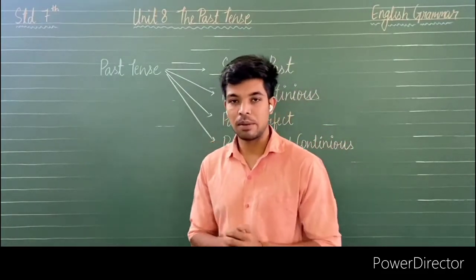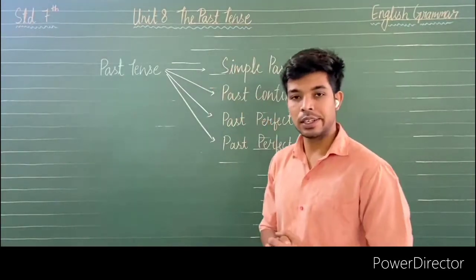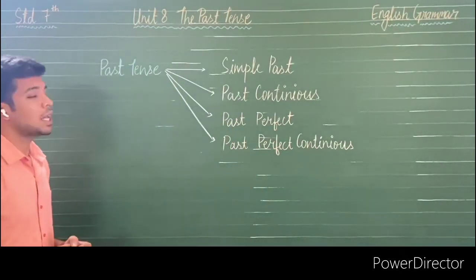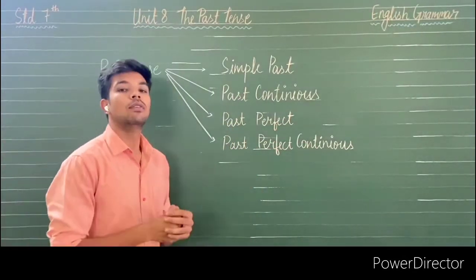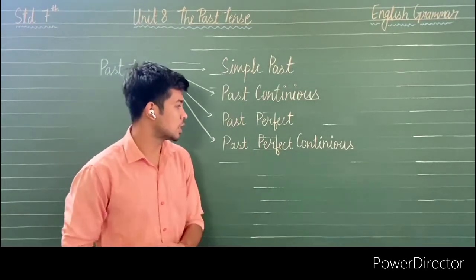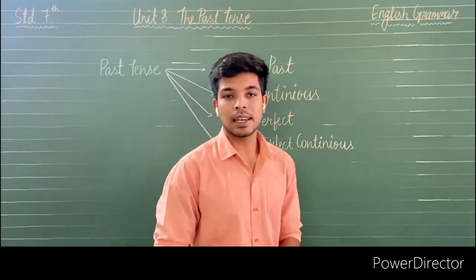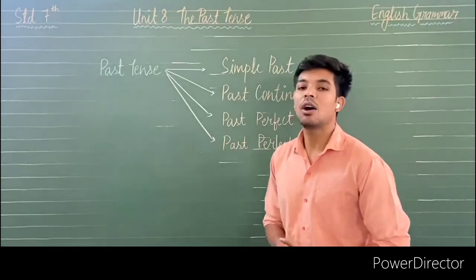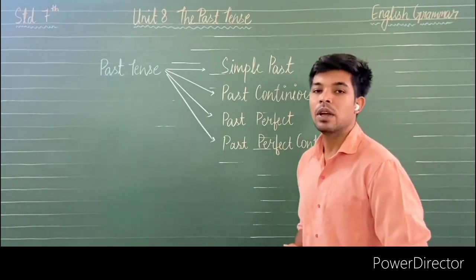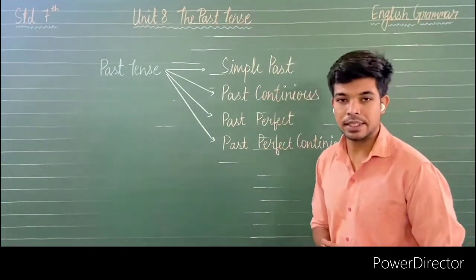Today in our English grammar we are going to discuss the past tense. Past tense is divided into four different tenses, that is simple past, past continuous, past perfect and past perfect continuous. In this class we are going to learn how to make the affirmative, that is positive, negative and question form of each of the tenses.